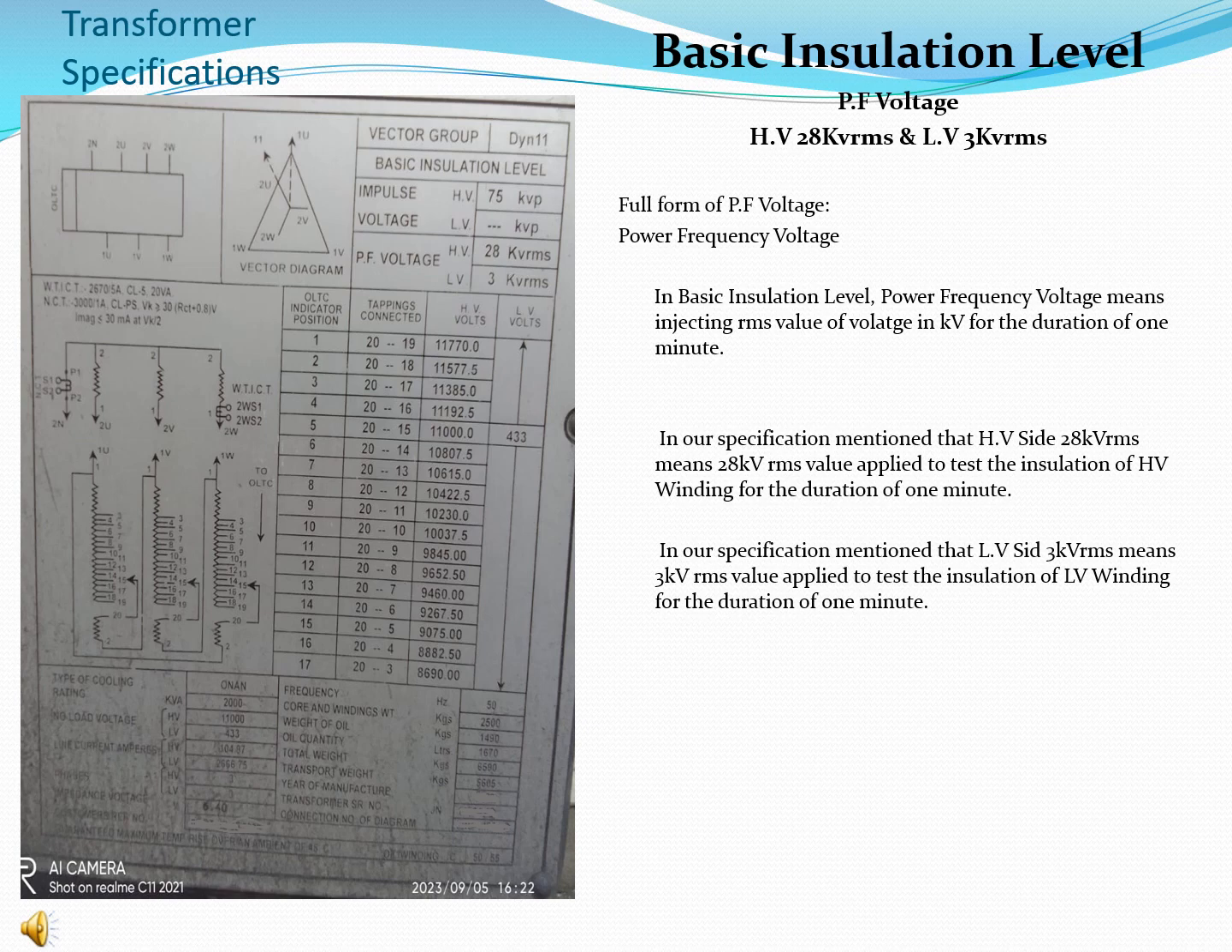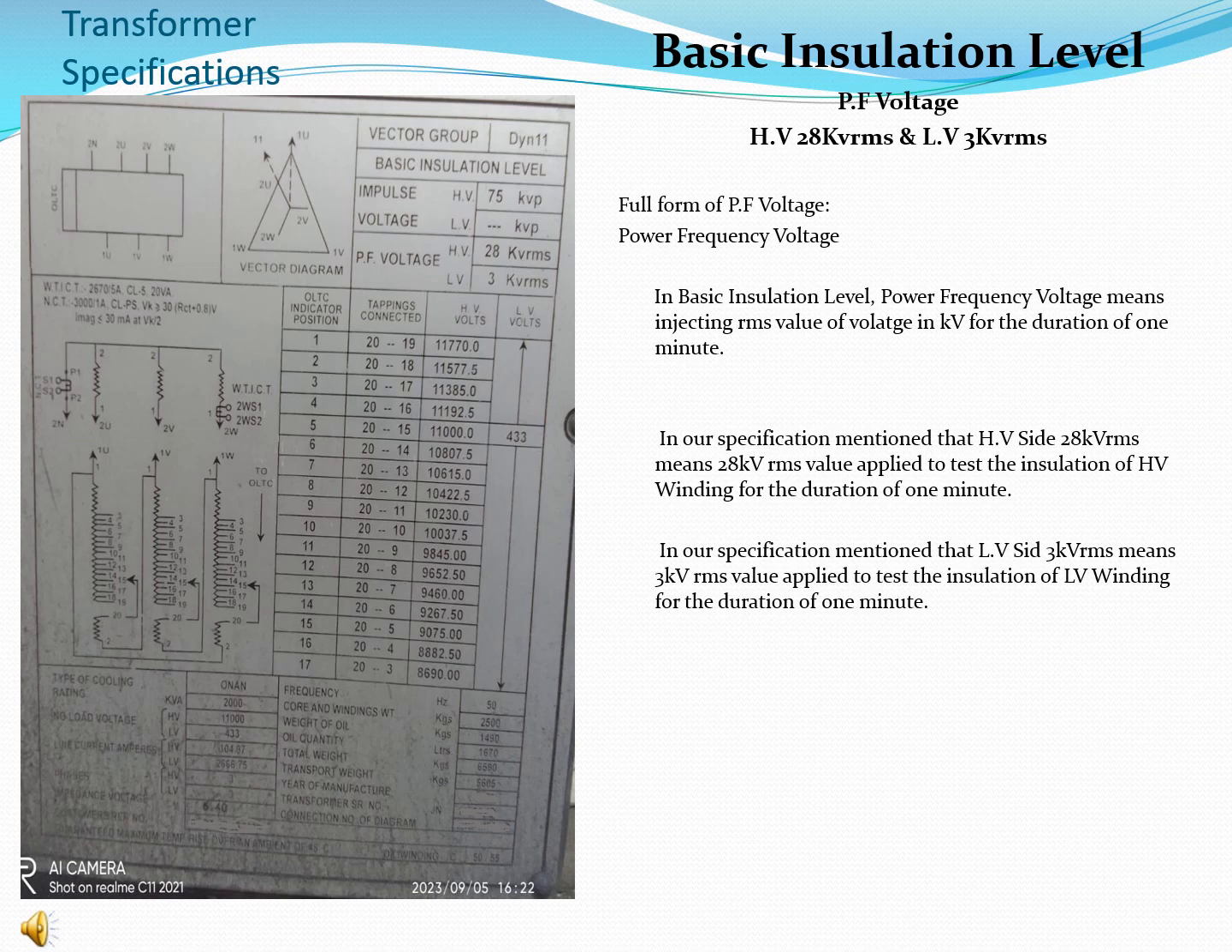In basic insulation level, power frequency voltage means injecting an RMS value of voltage in kilovolts for the duration of 1 minute. Either you apply the voltage to the primary side or secondary side, HV side or LV side. In our specification, the HV side PF voltage applied is 28 kV RMS, which means they have tested the insulation of the HV winding by applying 28 kV RMS for a duration of 1 minute.